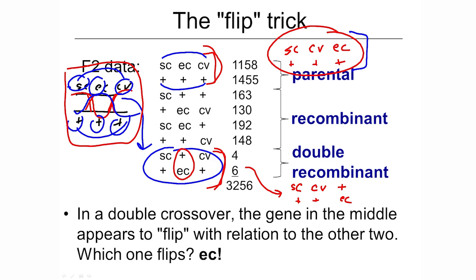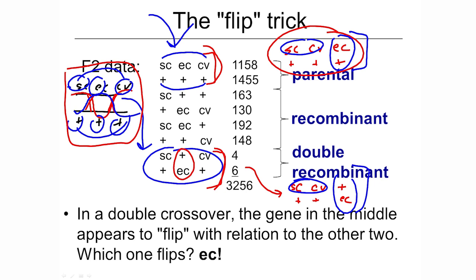So if that's the way the data was presented to you, you still have to go and say, all right, let's compare the parents with the double crossovers and ask which one flipped. Well, look for two that are the same. The SC and the CV are still in the same configuration they were. Even though it was drawn on the end, it's the EC that flipped over. So if they presented it to you in that order, you would now have used the flip trick to say, hey, you wrote it that way, but EC flipped, so it must be in the middle. Then you could rewrite everything this way with the knowledge that EC was in the middle.